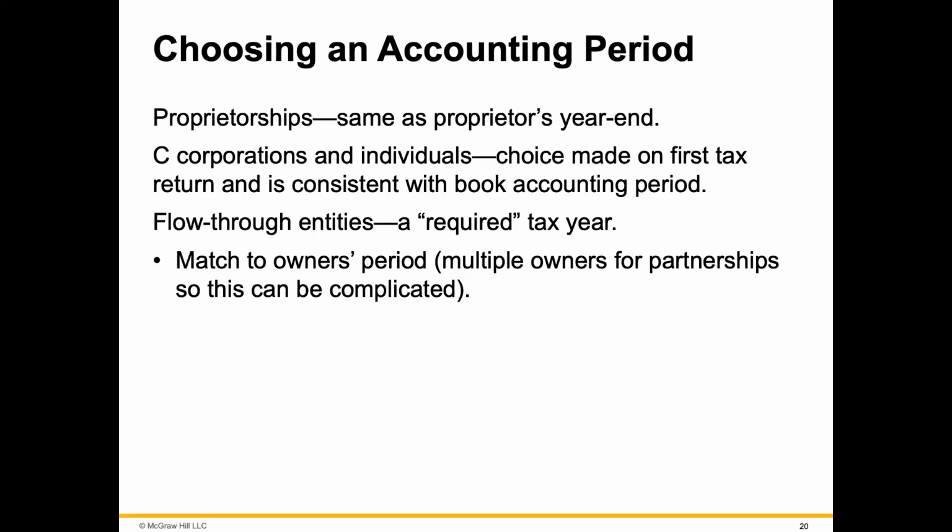When choosing an accounting period, proprietorships are going to be the same as the proprietor's year end. So if you own your own business, and it's a small business, your year end is going to be the same as when you file your taxes. So December 31st. C corporations and individuals make a choice on the first tax return, and it has to be consistent with their accounting period. Flow through entities have a required tax year, so it matches the owner's period. Multiple owners for partnerships sometimes can make it really complicated.